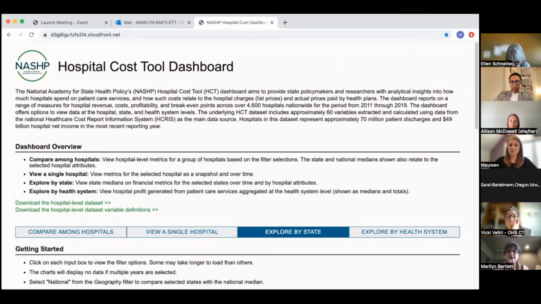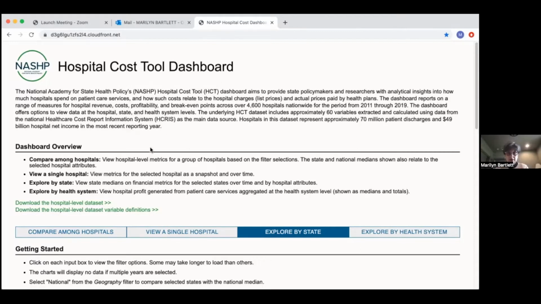Well, this will be the landing page that you'll come to when you actually access the cost tool dashboard on our site. The very top paragraph will just explain that we use the Medicare cost reports, and we're reporting 2011 through 2019, and we're including only 4,600 of the hospitals. It is the critical access hospitals and acute care hospitals.